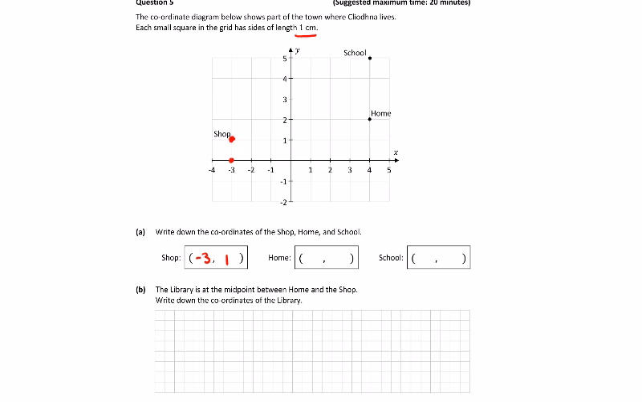-3, 1. For home, we're out to 4 and up to 2. 4, 2. And for school, we're also out to 4, but we're up to 5. 4, 5. Plotting points, nice and easy.